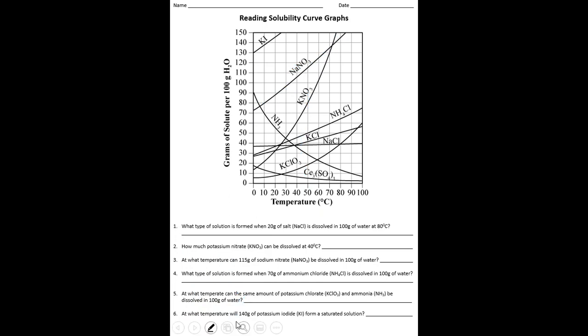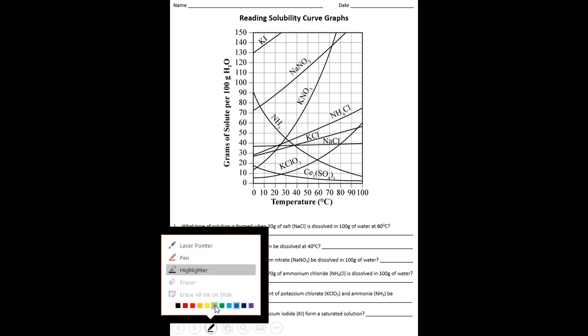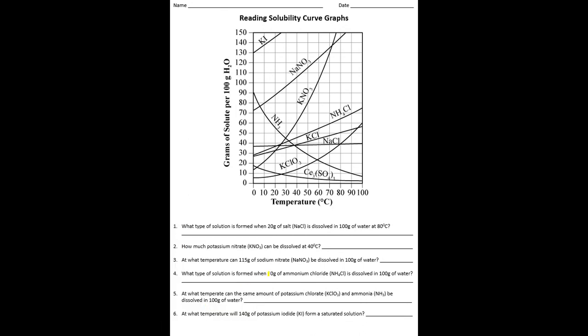All right, so for our next one, what type of solution is formed when 70 grams of ammonium chloride is dissolved in 100 grams of water? So we don't need the water part. This time we want to know what type of solution: unsaturated, saturated, or supersaturated? Again, we're going to look for a point. This one's not giving us a temperature, so we're going to make up a temperature. Yours should give you a temperature. We're going to say 60 degrees Celsius and 70 grams.